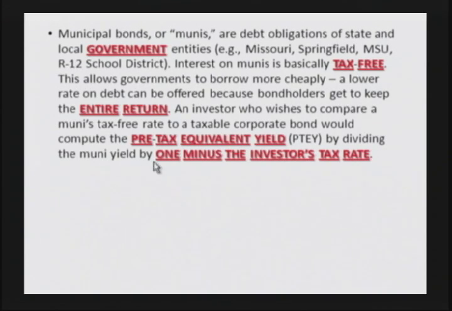So we divide the muni yield by 1 minus the investor's tax rate. Because the taxable corporate bond's yield will be multiplied by 1 minus the tax rate, we can take the muni yield and divide by 1 minus the tax rate to compare it to what a corporate bond's yield would have to be, because the corporate bond is taxable. So that corporate bond yield would have to be higher in order to be as good as the tax-free muni yield. So take that muni yield and divide by 1 minus the tax rate to get that pre-tax equivalent yield, which tells us how high the taxable bond's yield would have to be to be as good as the muni.